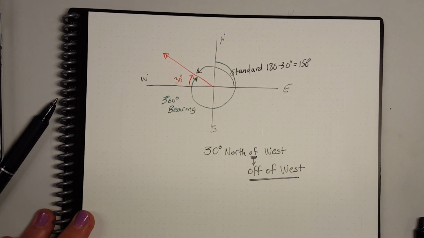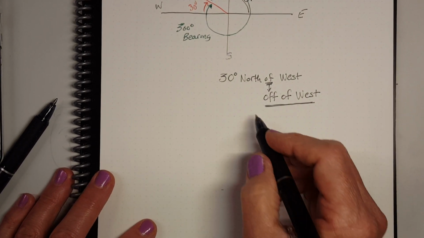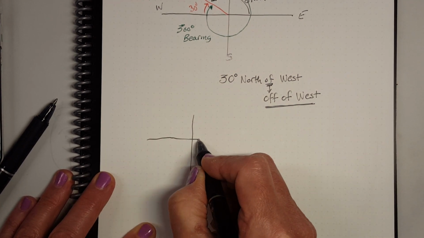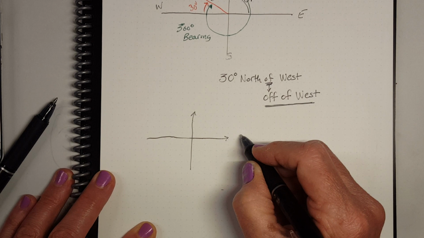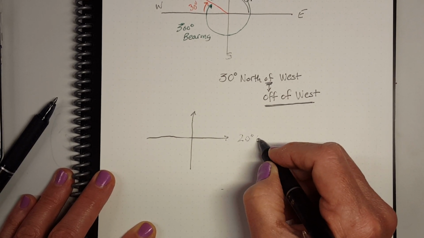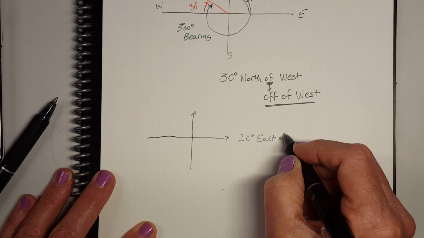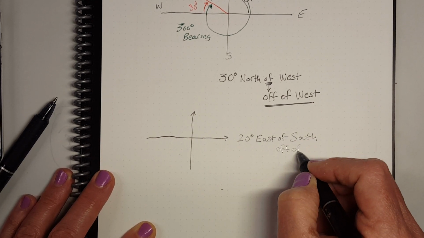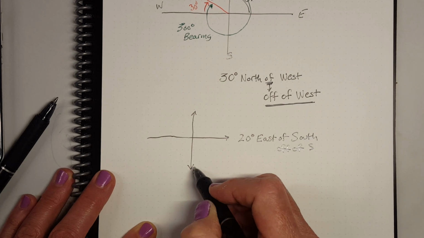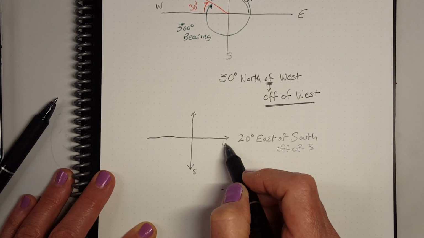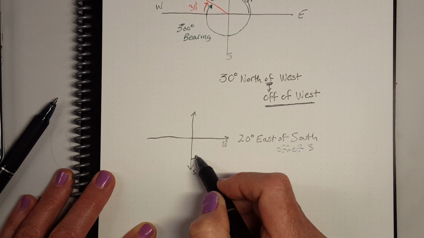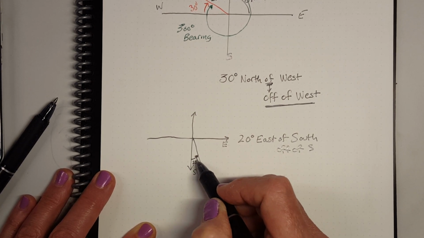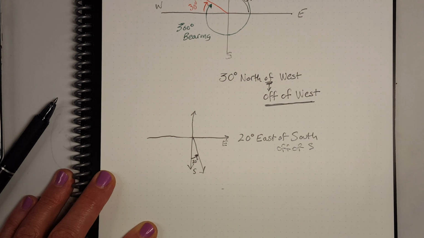Okay, so let's try one more like that, and then we'll go back to one other piece of this north, south, east, west. So if we said 20 degrees east of south, that means off of the south line. So I go down to the south line, and I'm going to go 20 degrees to the east off of that south line. So that would be this direction, 20 degrees east off of the south line.